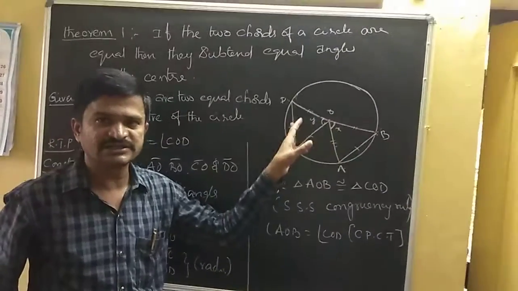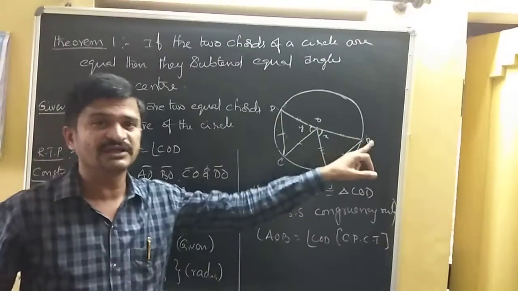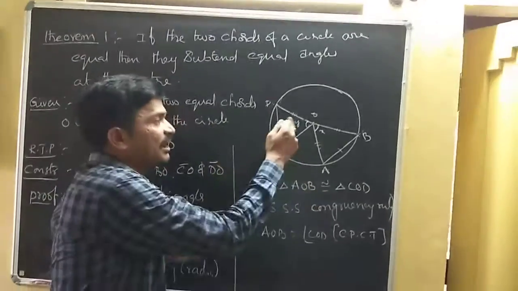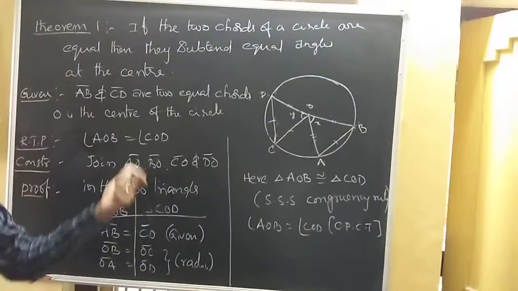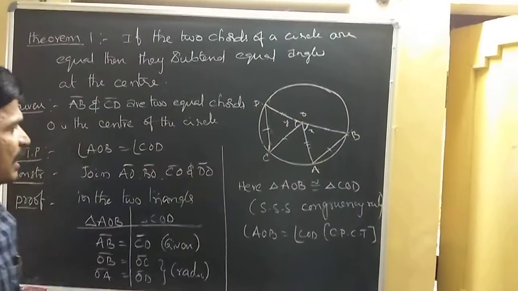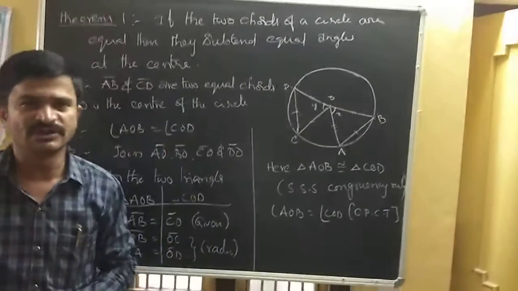Isn't it? Do you understand? This is the way we can say that if any two chords are equal in length, then the angles subtended by those two equal chords are equal. What is the point here? What is the 2 points here we have applied here? One is congruency rule and these two chords are equal. Isn't it? This is the way we can prove that theorem. Clear?